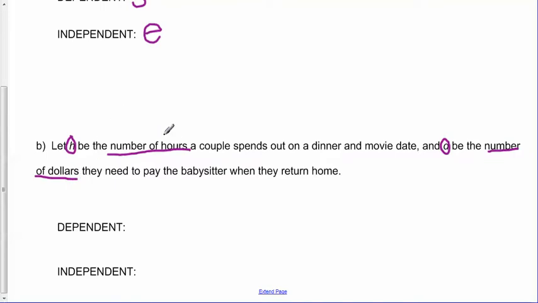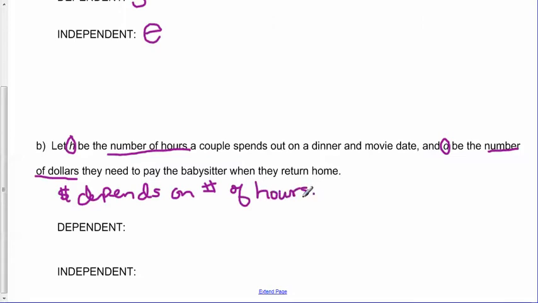So we want to just kind of ask ourselves, does the number of hours that we're out depend on how much we pay the babysitter, or does how much we pay the babysitter depend on how many hours we're out? And we kind of know how this works. We're going to be out on a date, when we come home see how many hours we were out, and that's going to determine the pay that the babysitter will receive. So the number of dollars that the babysitter is going to receive depends on how long you were gone, right? Depends on the number of hours.